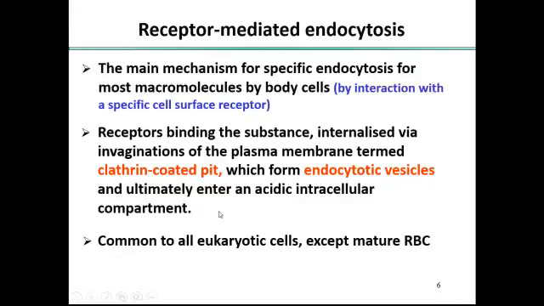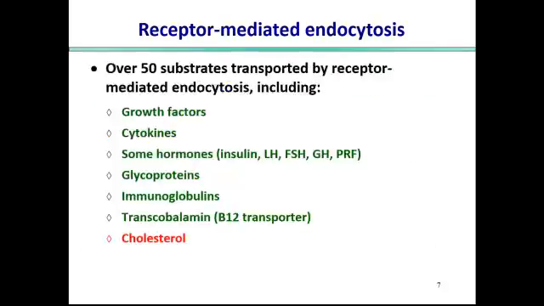That is similar to phagocytosis and pinocytosis. The difference is that it is specifically recognized by the receptors. And this process is common to all eukaryotic cells except mature red blood cells. In the next slide, you can see that there are a lot of materials being transported into the cell by this mechanism.